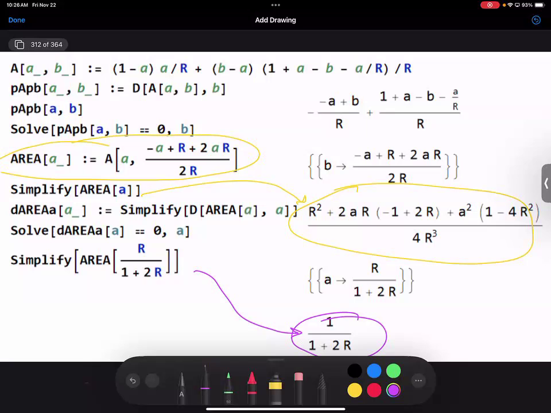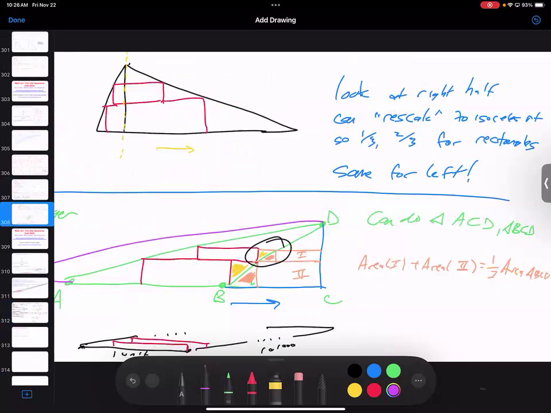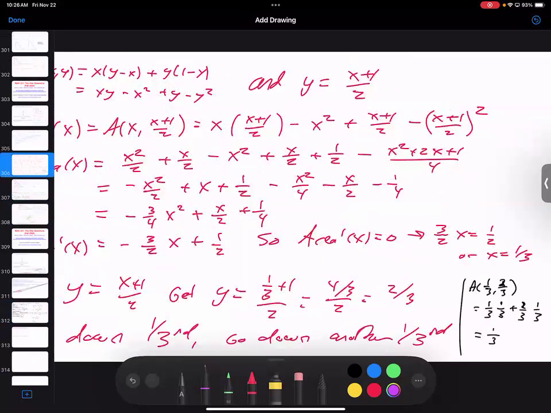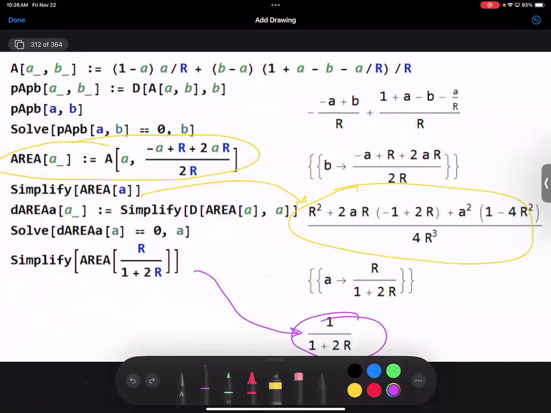If you remember what we had before, and this is one of the reasons why I love lecturing like this, because I can now just easily toggle back and see what we had. The best area we had before was 1/3 when we looked at isosceles right triangles. That was the best we could do. So the best we could do was 1/3. What are we getting down here? 1 over 1 plus 2r.